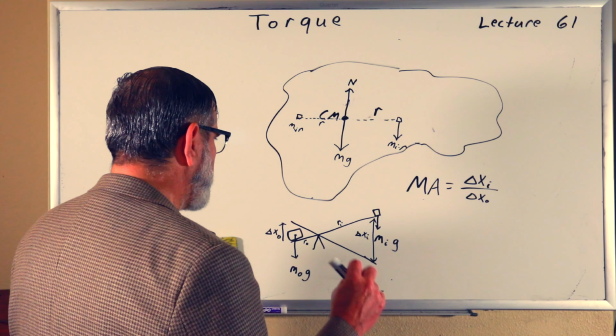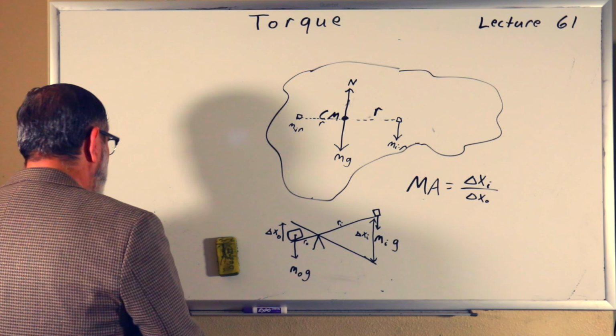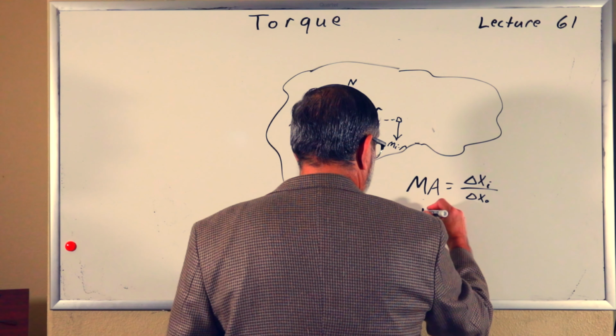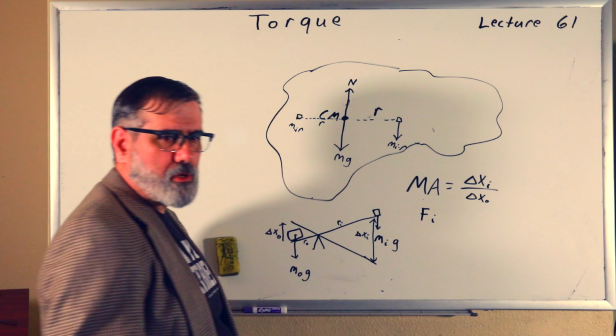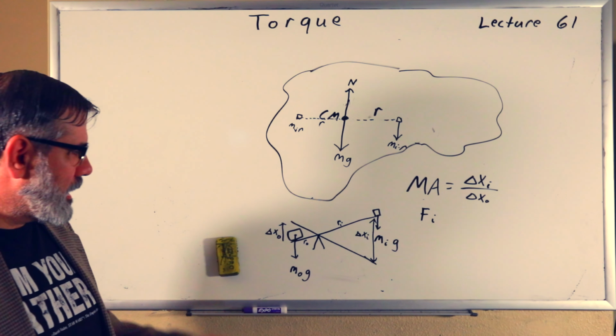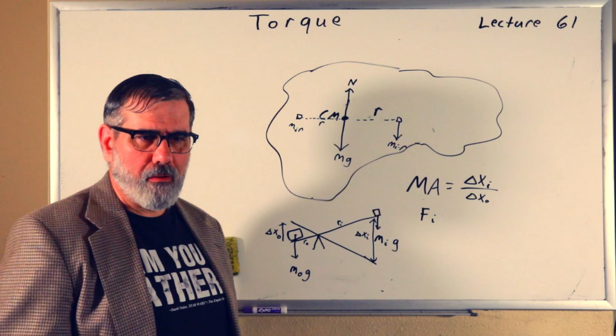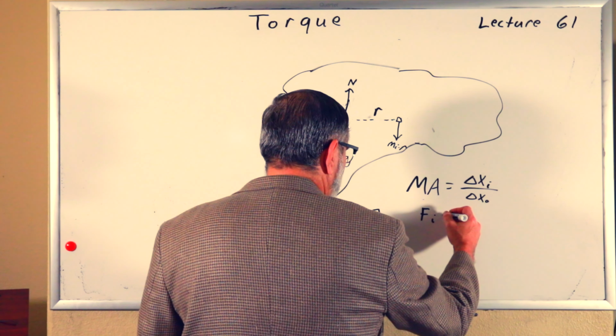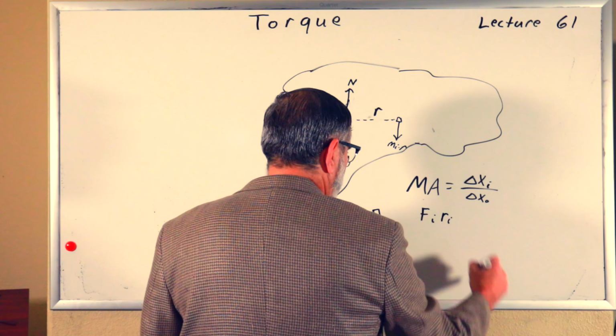And I'll remind you that the way this worked is we said it's a force multiplier, these simple machines. It's not an energy multiplier or a work multiplier. You're going to get out exactly the same amount of work as you put in. So how much work do I do on the input side? Well, I apply a smaller force, F sub i, but over a longer distance, r sub i.